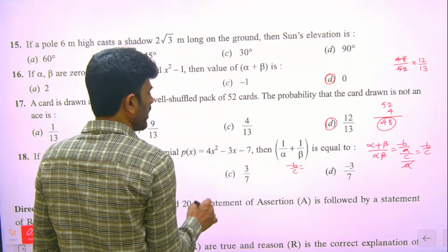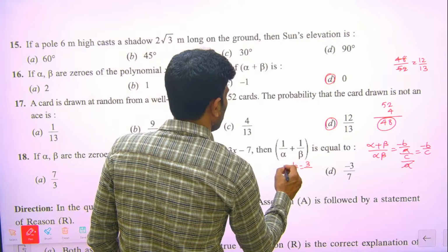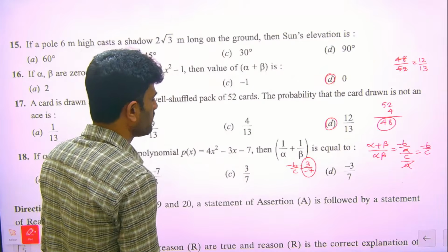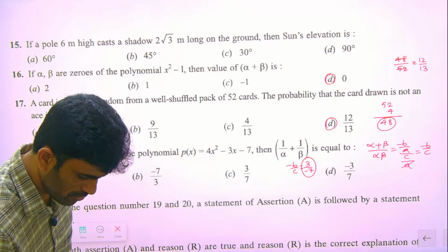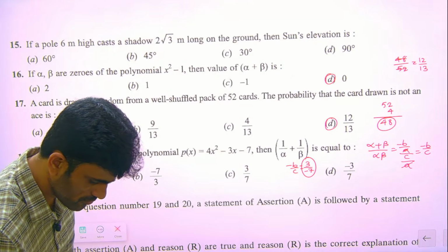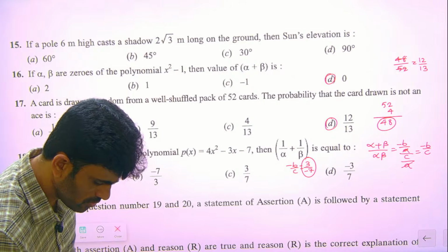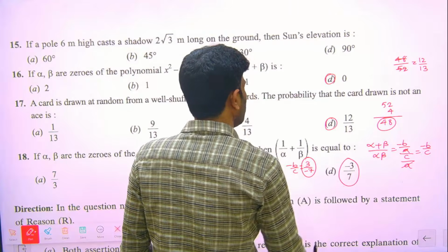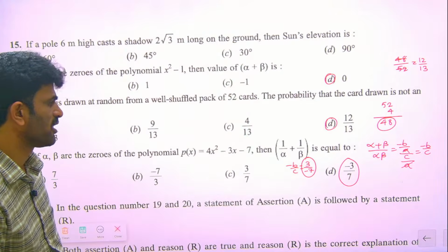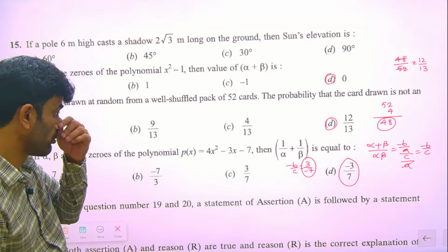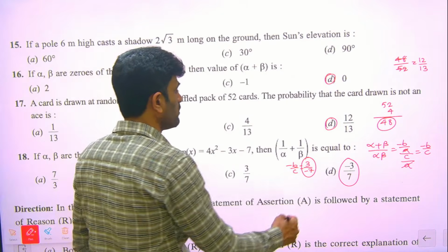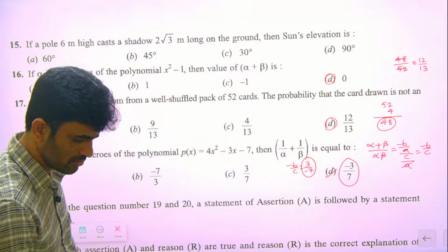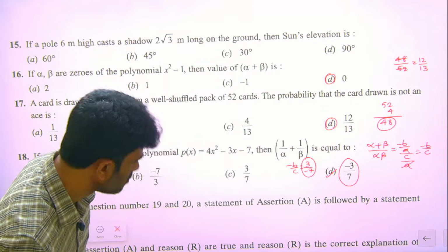Minus b by c, minus of minus 3, it is 3 by c is minus 7. So it is 3 by minus 7 or minus 3 by 7. Minus 3 by 7. So option D is correct. You have to be careful about that symbol also, because you have 3 by 7 and minus 3 by 7 both. So your answer is minus 3 by 7.